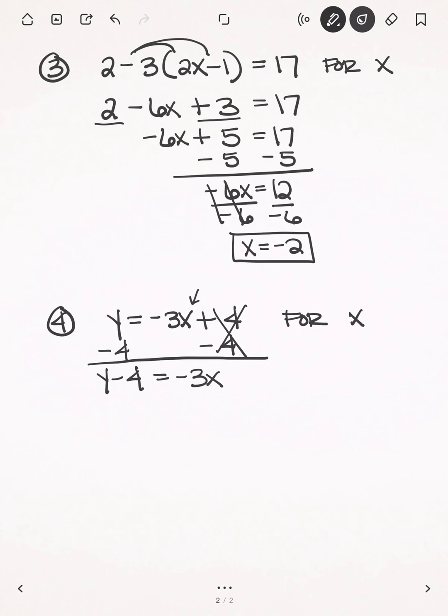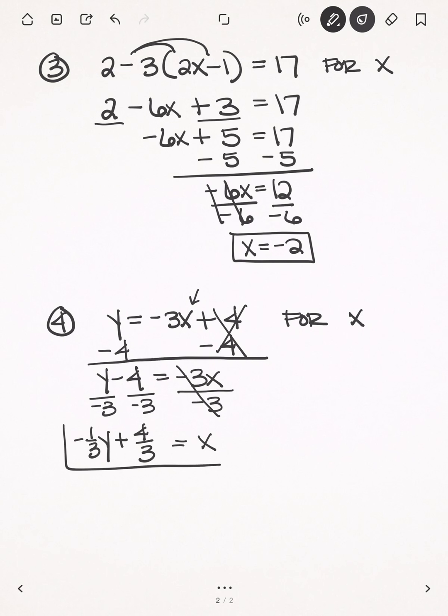Now, I almost have x by itself. I just have to get rid of the -3. That's multiplied. So the opposite of multiplying by -3 is dividing by -3, and I have to divide everything by -3. So these cancel. I get x equals, and I'm going to pull my fraction out in front of my y, so I get -1/3 y. My negatives cancel, plus 4/3. And there is my equation solved for x.